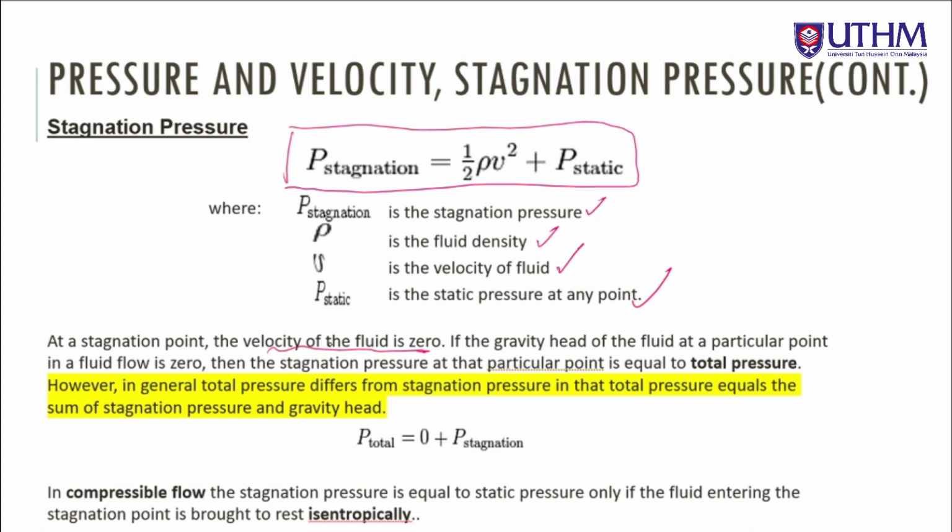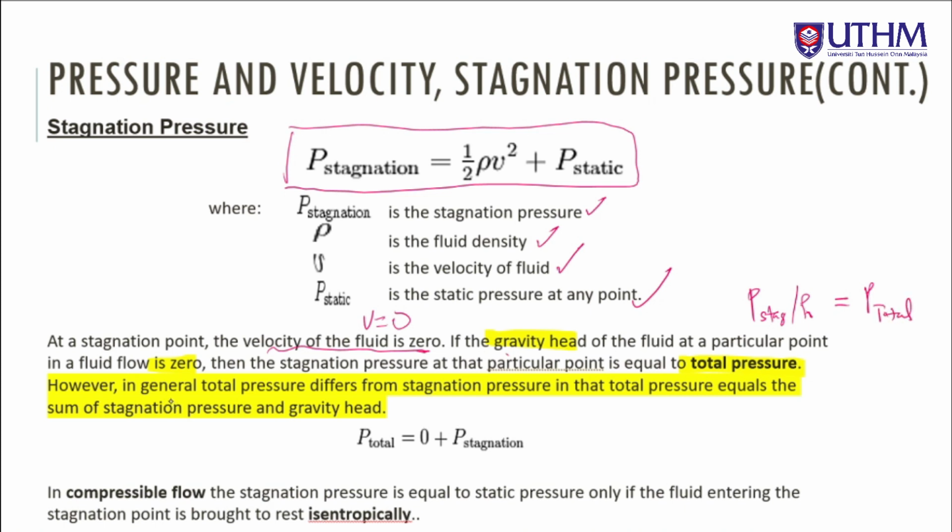At the stagnation point, the fluid flow is brought to rest, in which the velocity will be equal to 0. But if the gravity head, which is an additional term, of the fluid at a particular point in the fluid is 0, then the stagnation pressure at a particular point is equal to the total pressure. And when we consider no gravity head, P stagnation or P0 is equal to the total pressure.